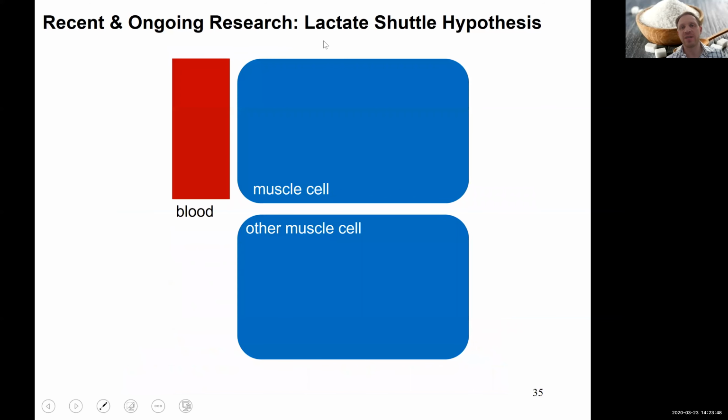So how does this lactate shuttle hypothesis now work, right? Now we're honing in basically on only muscle tissue. So we're looking at essentially two different muscle cells here. Much like we had seen in the Cori cycle, from the bloodstream, you could bring in your glucose into the muscle cell. You could do glycolysis to pyruvate. You want to use it up.